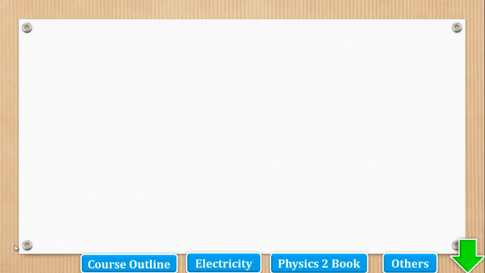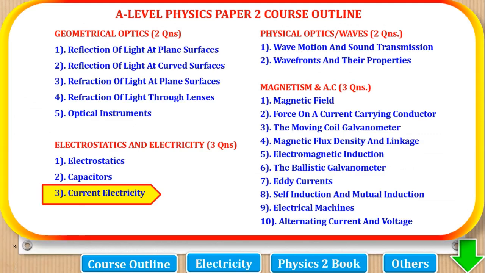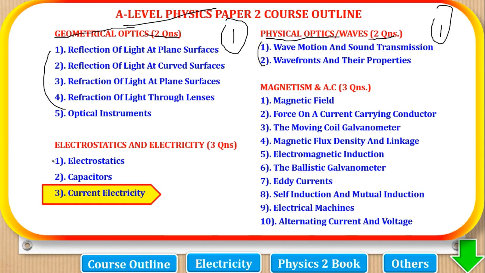Before we go to the topic, let's first look at the course outline for this paper. Physics Paper 2 is divided into 4 parts. The first part is geometrical optics, where 2 questions come from these topics and the student must answer 1. The second part is physical optics or waves, where 2 questions come from these topics and the student must answer 1. The third part is electrostatics and electricity, where 3 questions come from these topics. And the fourth part is magnetism and alternating current, where 3 questions come from these topics.